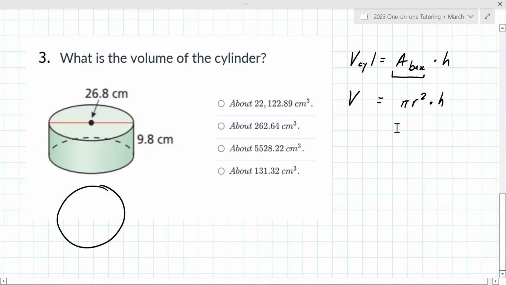Hardest thing here is to figure out the values, okay? R is the radius. It goes out from the center of the circle. This length right here is not the radius, it's the diameter. And you probably remember from class that you've got to cut that in half. Yeah. So pi times 13.4 squared times 9.8.